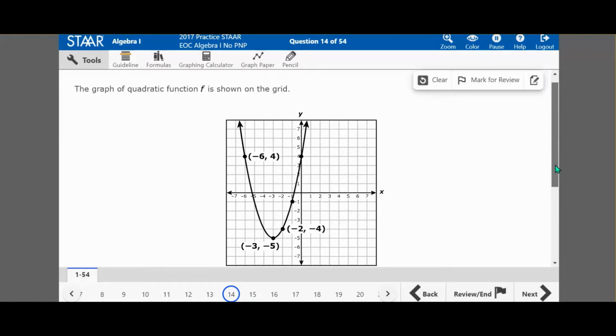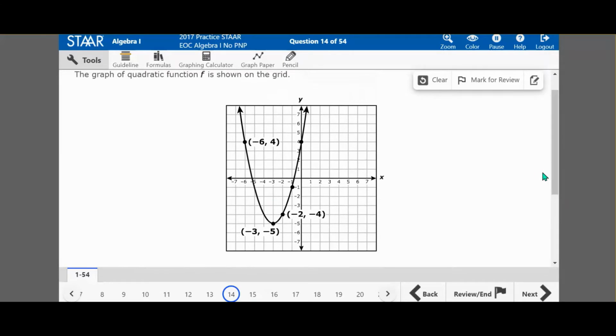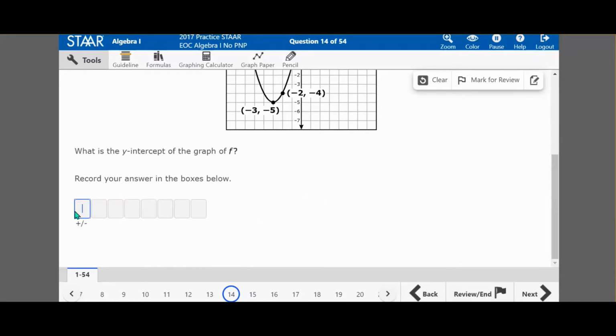The graph of the quadratic function f is shown on the grid. What is the y-intercept of the graph? We know the y-intercept is just where it touches the y-axis, right? So it touches the y-axis over here at 4. So we know our y-intercept is 4. And we just input our values.